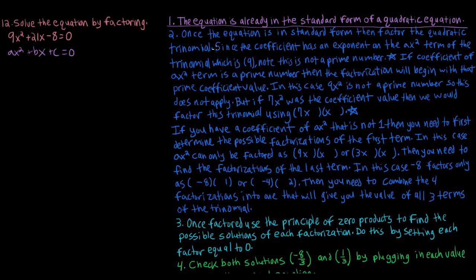Step 2 is kind of long. We'll just talk about each part. Once the equation is in standard form, then factor the quadratic trinomial. So we need to factor 9x squared plus 21x minus 8 equals 0. Now before we start, we have to consider a few things.